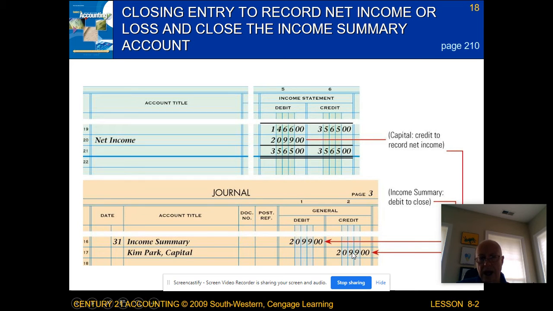We close this to capital. We record this on our income summary as a debit, just like here, but we close this to capital. So we are adding $2,099 in net income to our capital account because that's the amount of extra money we had left over at the end of the month. So debits and credits, but you'll notice that, again, the debit entry is the first entry. So that's section 3.